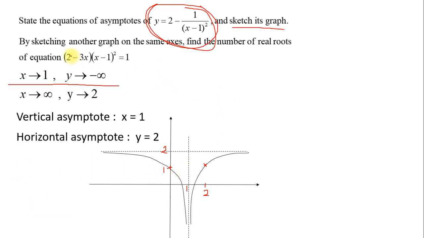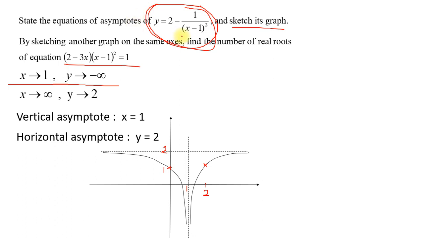Now let us see the second part of the question. By sketching another graph on the same axis, find the number of real roots of this equation. Now you don't need to draw all over again for this one, because the first graph has been drawn for you. That's why the question says by sketching another graph on the same axis. Means we are going to use back this graph.